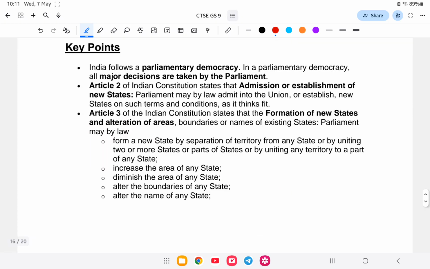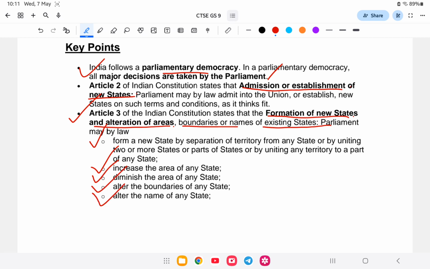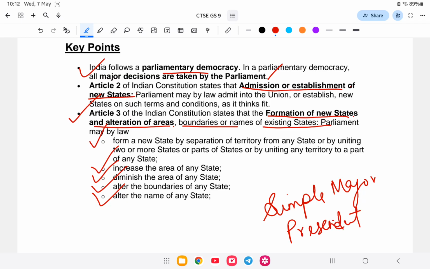Let us study in detail. So India follows a parliamentary democracy. In a parliamentary democracy, all decisions are taken by the parliament. Article 2 is about admission and establishment of new states. Article 3 is about formation of new states and alteration of areas, boundaries, names of existing states. Article 3 allows to form a new state, increase area, diminish area, alter the boundary, or alter the name of any state, and this is done by only simple majority. The President's assent, the approval, is needed first before initiating this article. So this is the answer. Let us go to the next question.